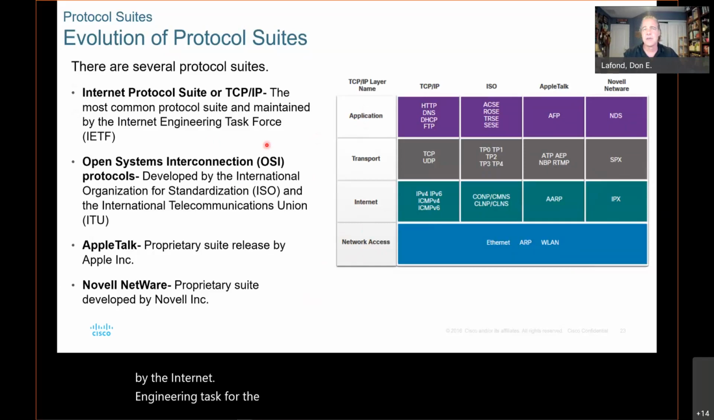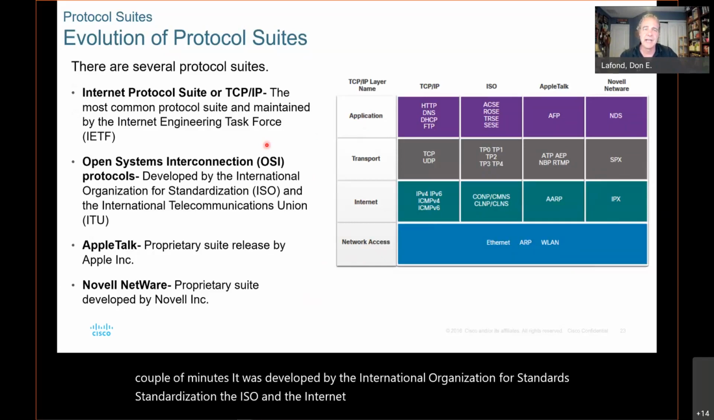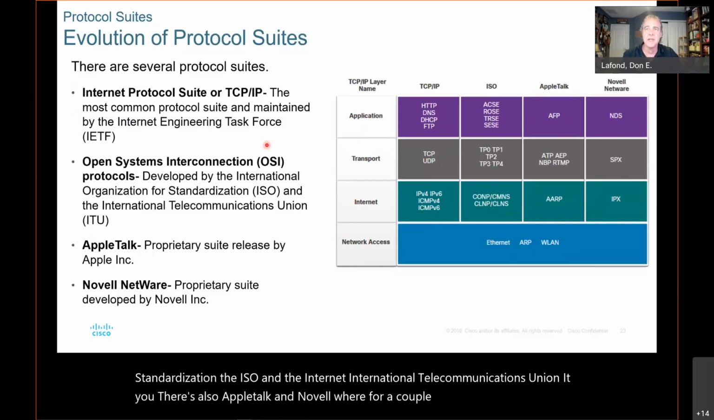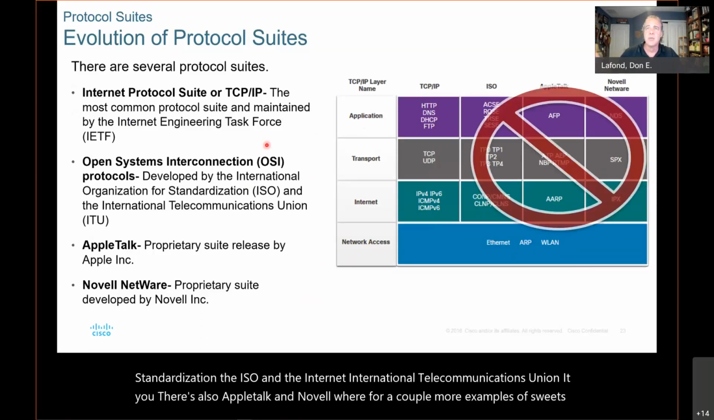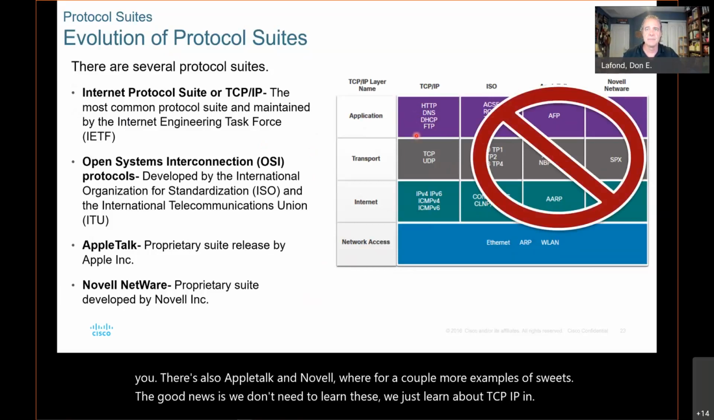Now, there's also an OSI model that we'll get to in a couple of minutes. It was developed by the International Organization for Standardization, the ISO, and the International Telecommunications Union, ITU. There's also AppleTalk and Novell Netware for a couple more examples of suites. The good news is we don't need to learn these. We just learn about TCP/IP in this class, so don't worry about that.